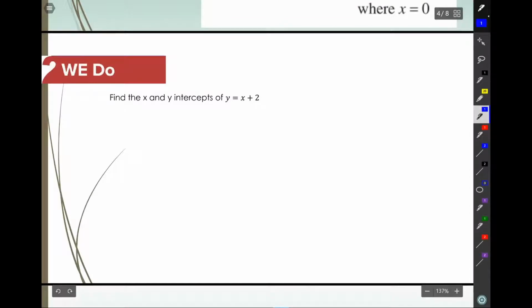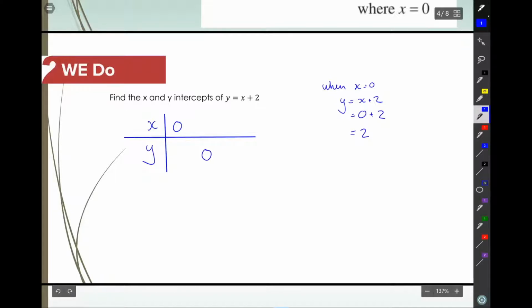Right, so let's put this into practice. Let's find the 2 intercepts of this equation, y equals x plus 2. I'm going to make a small table of values here, and we're going to have x equals 0, that's our y-intercept, and y equals 0, that's our x-intercept. We need to substitute these points into our formula. When x equals 0, we have y equals x plus 2. We substitute in 0, and we end up with y equals 2 when x equals 0. So 2 goes here.